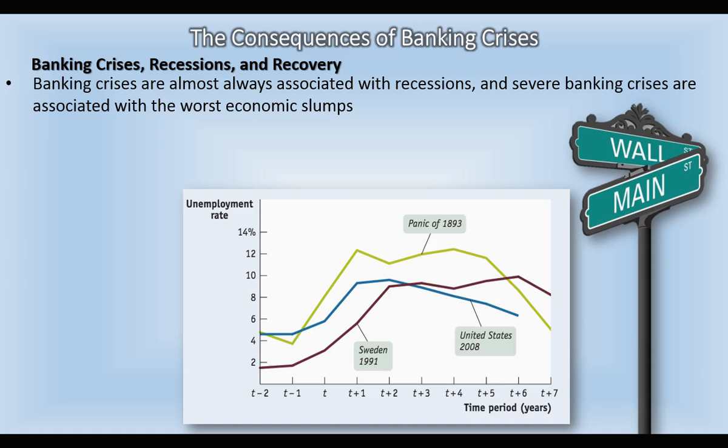So here we've got the unemployment rate, and then here we have the time periods. T right here represents the point at which there is some sort of asset bubble bursting. So here is Sweden in 1991, post that real estate bubble bursting. Here is the United States in 2008. We see the unemployment rate is stable before the T period, the period where it actually happens. Panic of 1893, same thing.